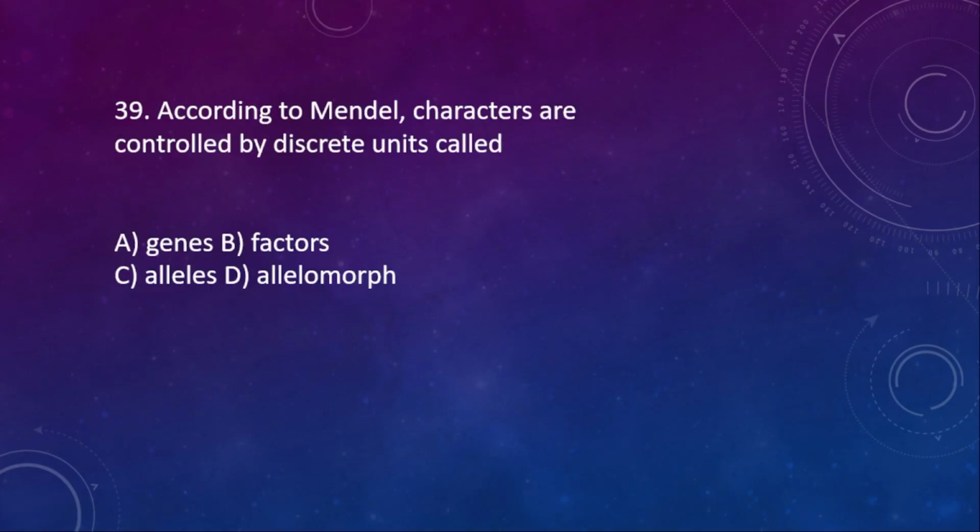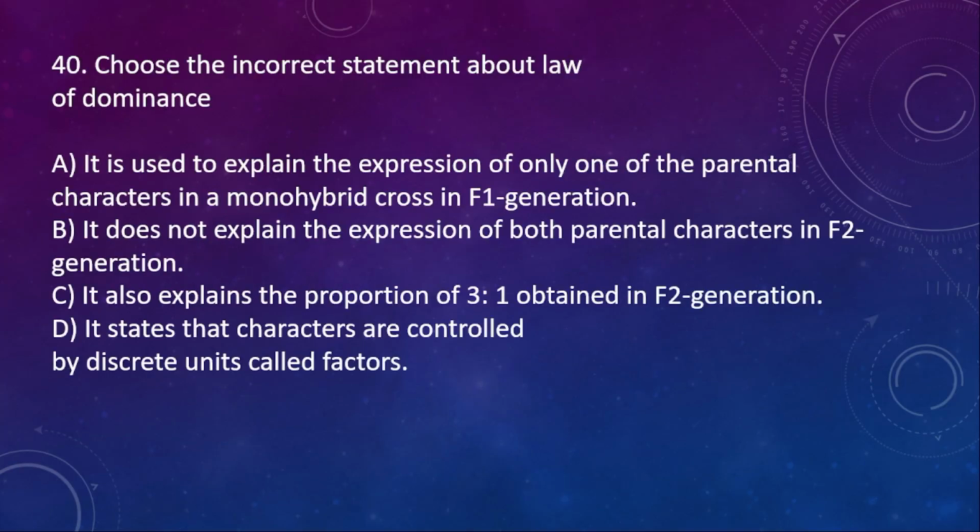Next one, that is question number 39. According to Mendel, characters are controlled by discrete units called A, genes, B, factors, C, alleles, D, allelomorph. Here the right option is option B, factors. Next one, choose the incorrect statement about law of dominance. Incorrect statement he is asking, so you must be focused.